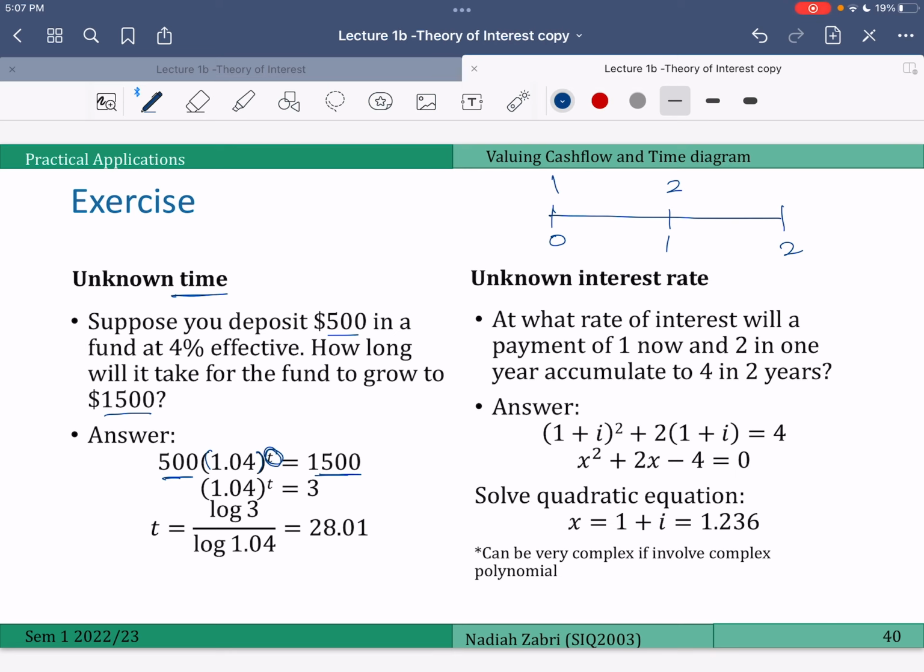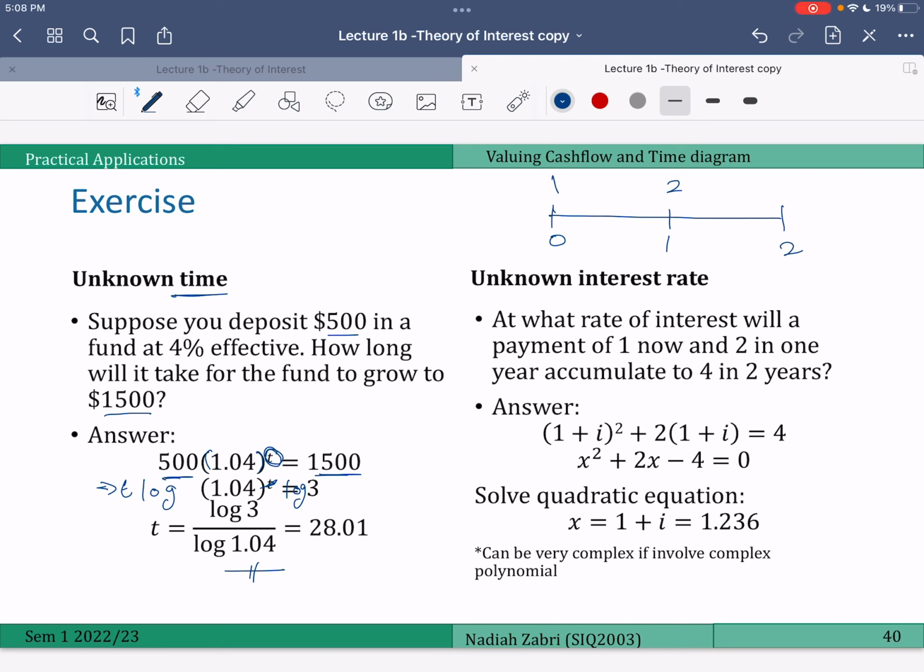So if you rearrange, you will get the second equation. So now what do you do? You need to use log. You log both sides. You log this side and also you log this side. So you get log 3 equals log 1.04 to the power of t. And then by doing that, you can bring the t to the front, right? So then you can solve the equation. So remember, you have to play with log if you have an unknown time problem.